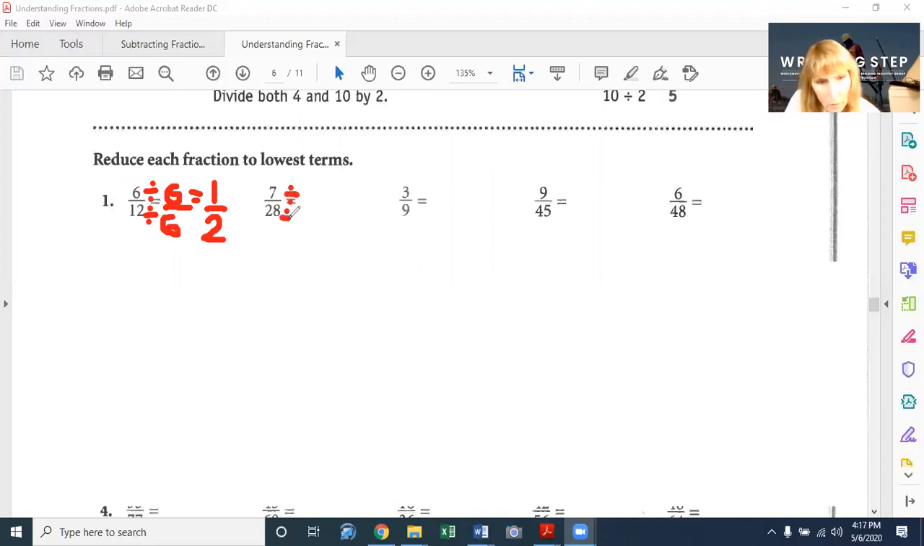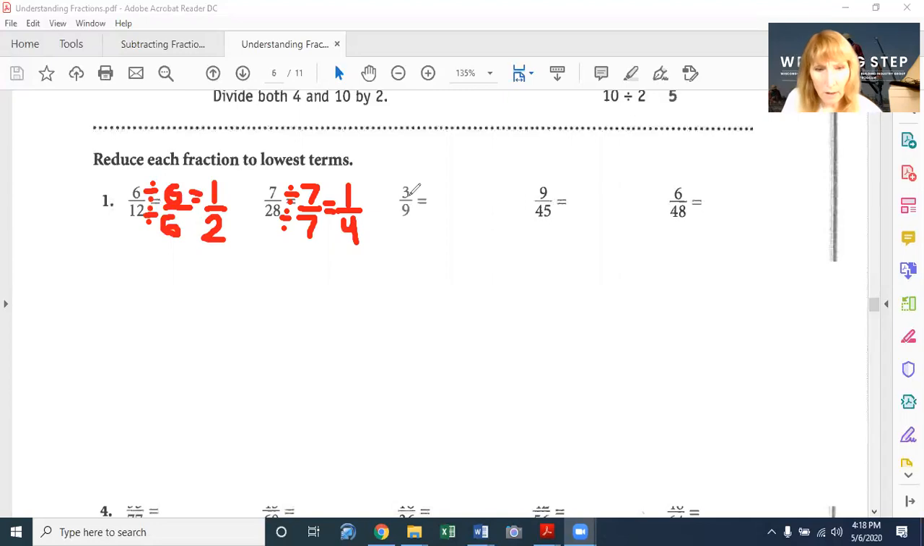So what number will go into both? Well, it has to be a 7, right? 7 divided by 7 over 28 divided by 7 gives me 1 on top. 28 divided by 7, 4 times 7 is 28. So there we are, 1/4.